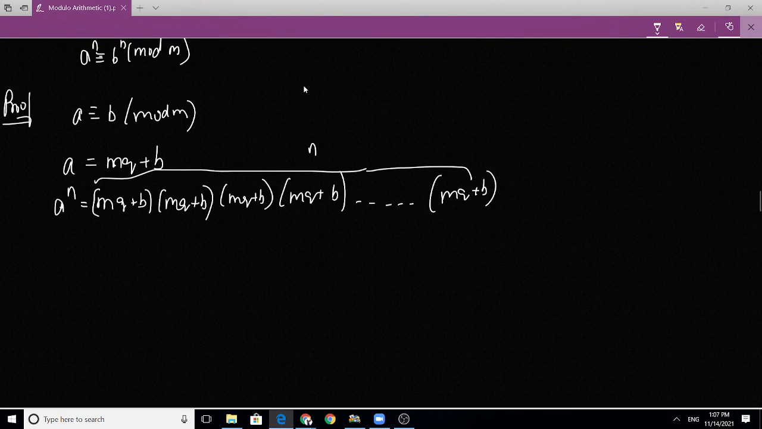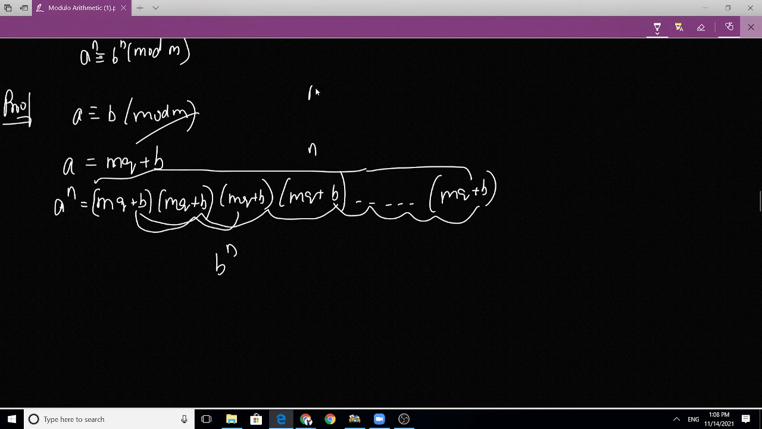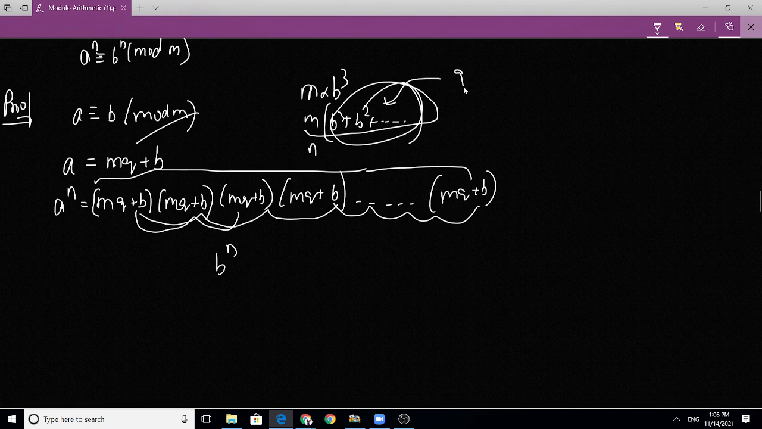So how do we get no m? If we multiply b into b into b and so on n times, we get b power n. But in case you take b into m, you get m. So whenever you get some m into b cube or something, you can just take m common, b cube plus b square, whatever it is. You can just take m common and write it like this. That's what we don't want. This is going to be a quotient, and we do not want a b in the quotient.